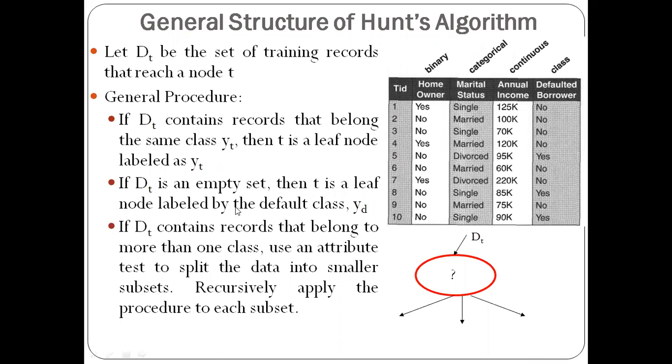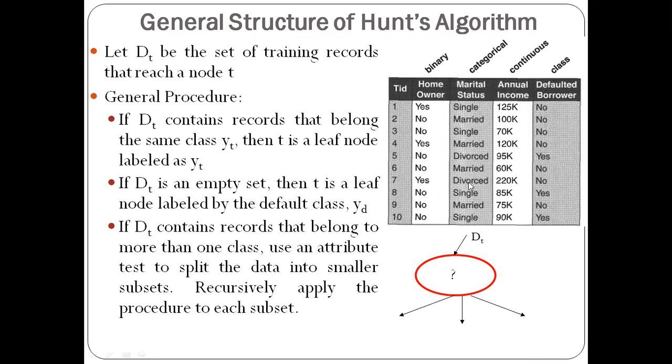Suppose Dt is empty, an empty set. Then again we create a leaf node, and we label it with the default class, denoted by yd. Suppose Dt contains records that belong to more than one class. Then we choose one of the attributes as a test condition in order to partition the data set. This is the algorithm we use for building a decision tree.